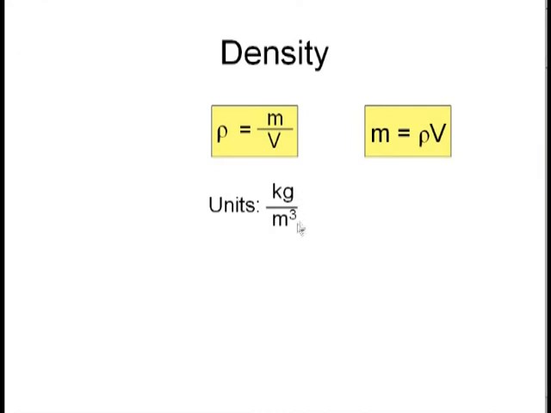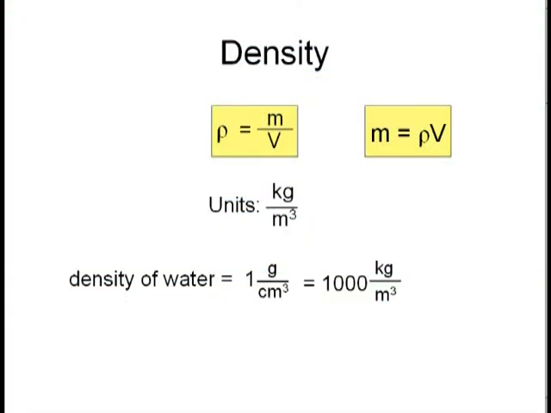Units are kilograms per cubic meter in physics. And we need to have the density of water memorized. From chemistry, it was 1 gram per cubic centimeter. In physics, it's 1,000 kilograms per cubic meter.